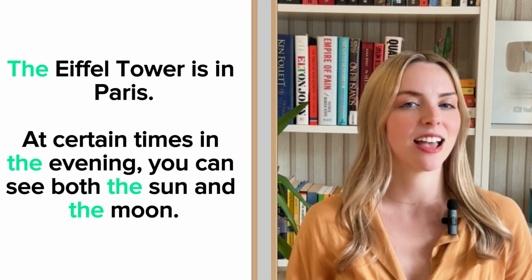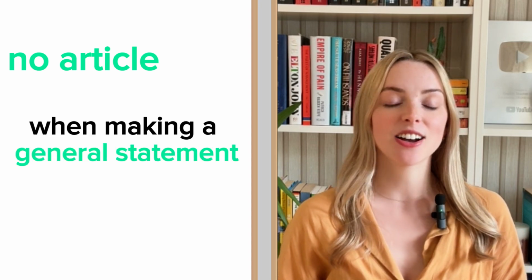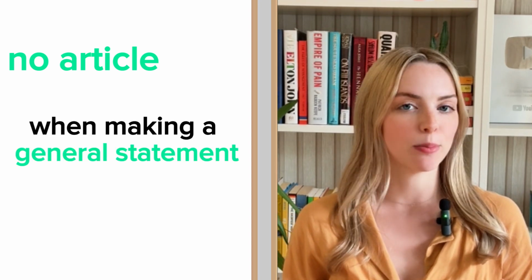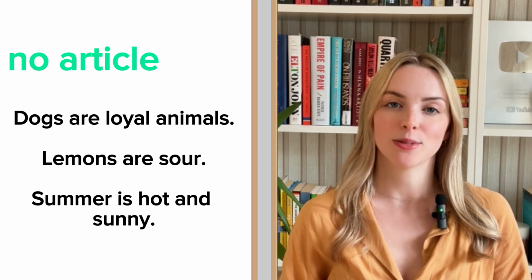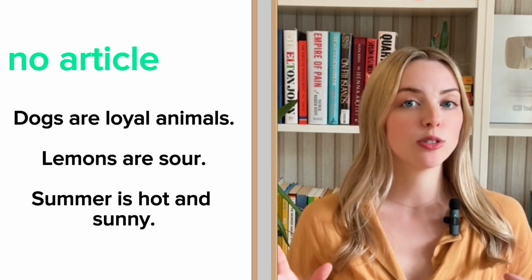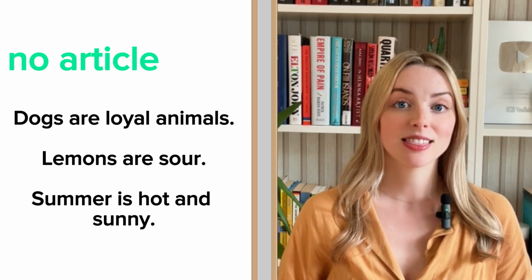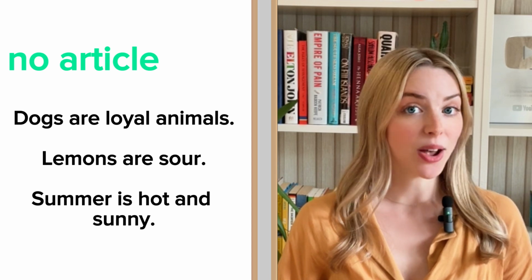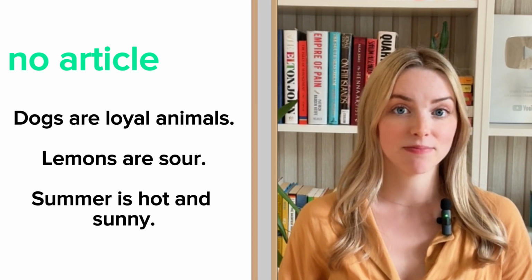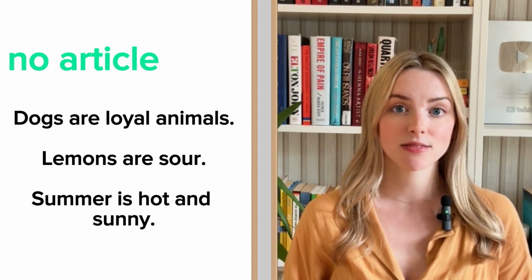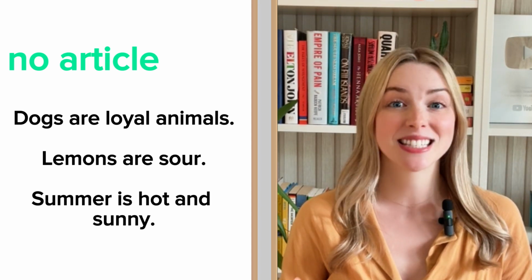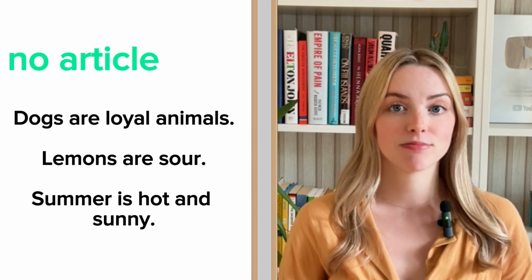There are always exceptions in English, but there is a rule you can follow for when we don't use the, or any article for that matter. And that's when making a general statement. For example, dogs are loyal animals. I'm talking about all dogs in general. Lemons are sour. Summer is hot and sunny. These are general statements that are not talking about specific dogs, lemons, or summers.